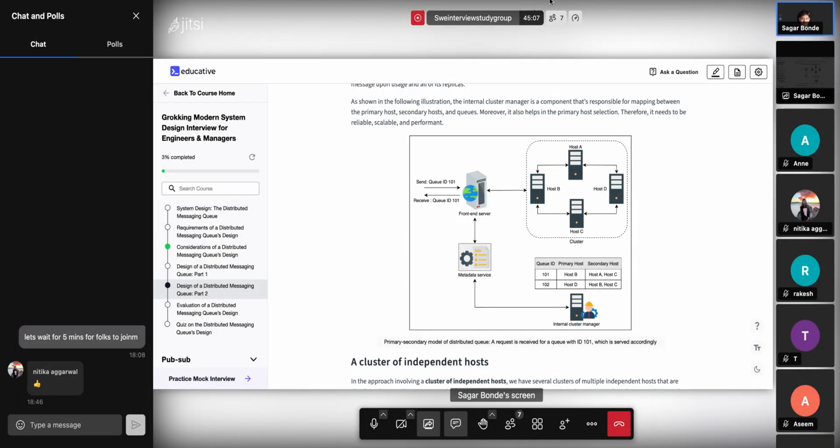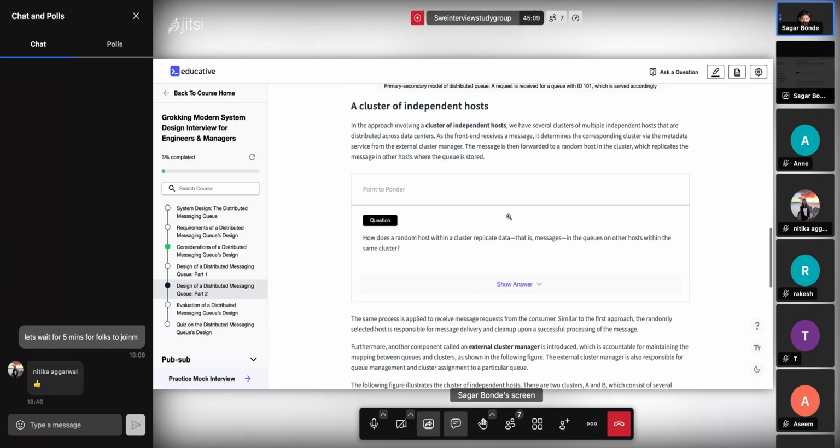Does anyone want to read further? Now is the critical part: the cluster of independent hosts. Sure, I can go ahead.